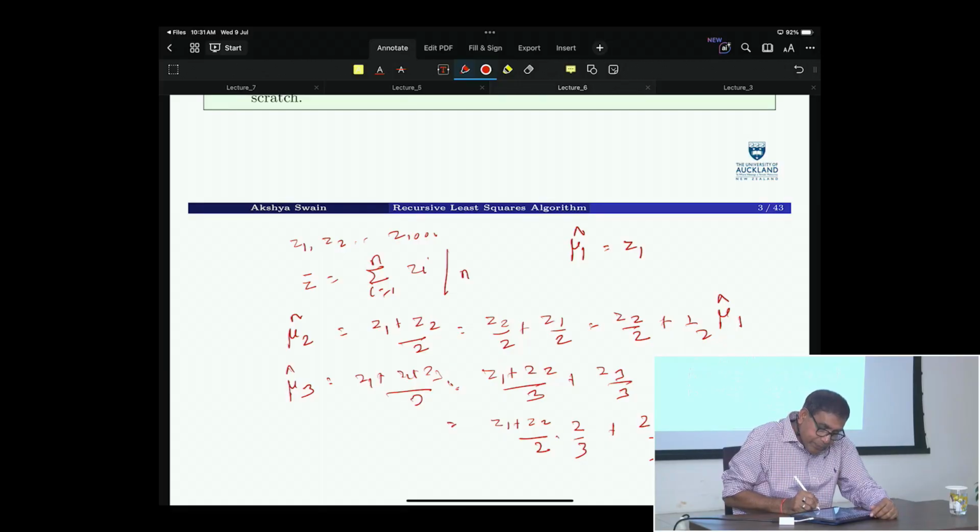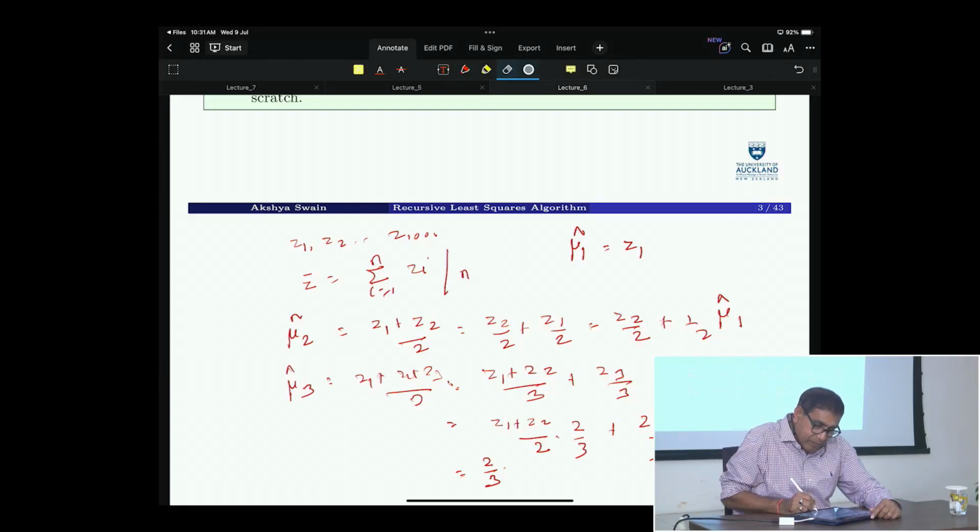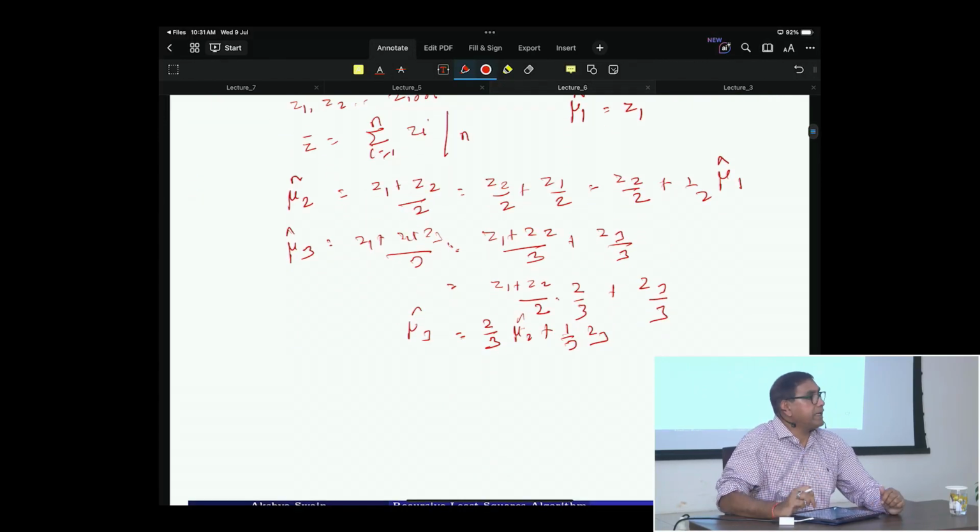That is equal to 2 by 3 into Z1 plus Z2 by 2, that is equal to mu2 cap. That is equal to mu2 cap plus 1 by 3 into Z3. That is called mu3 cap. Right?